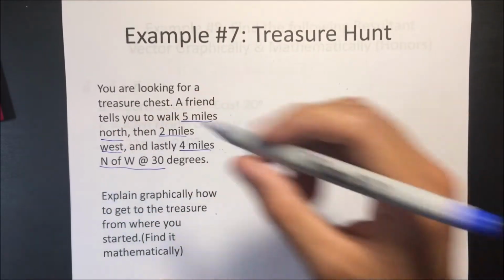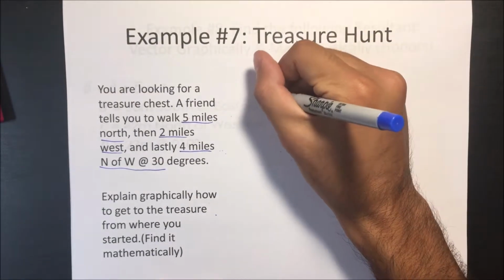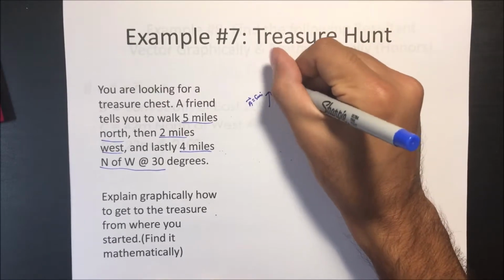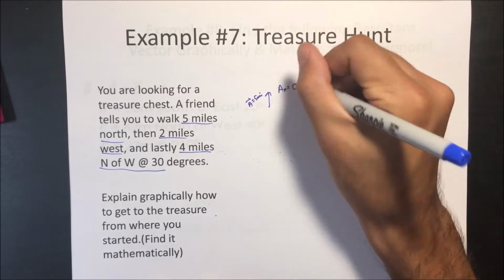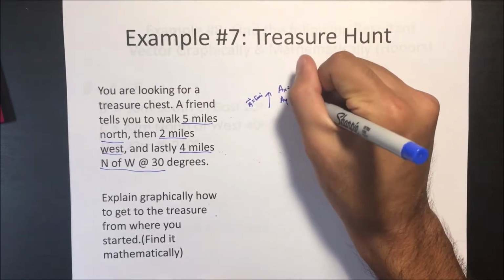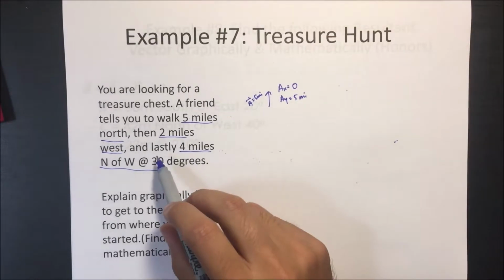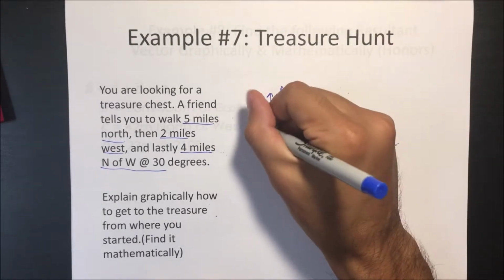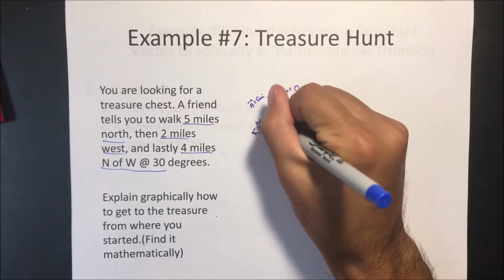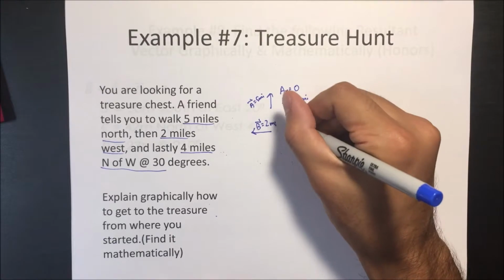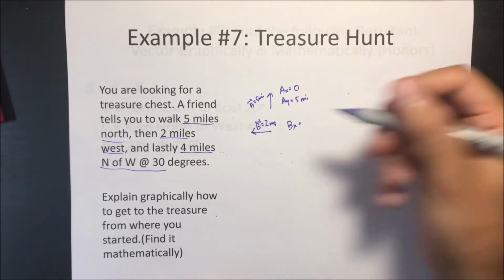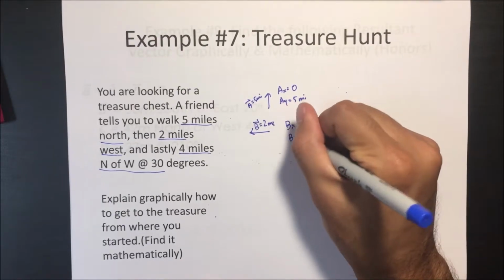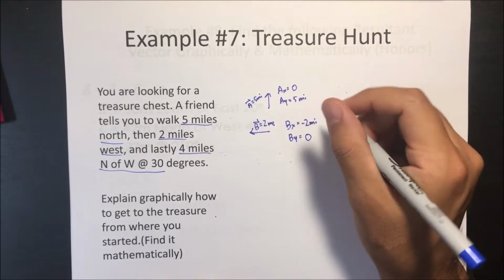First of all, 5 miles north. Let's just call this vector A. In the x direction it's 0, and in the y direction it's going to be 5 miles. And now 2 miles left. Call this vector B, 2 miles. B in the x direction is going to be -2 because it's going to the left, and the y direction is going to be 0 because it's not going up and down at all.